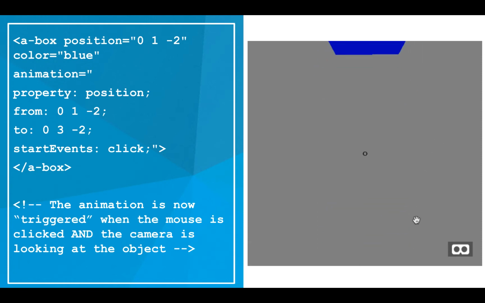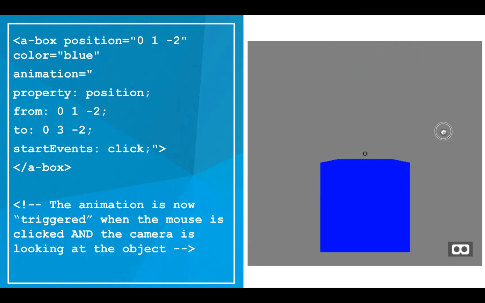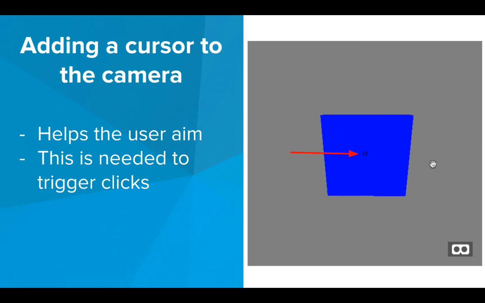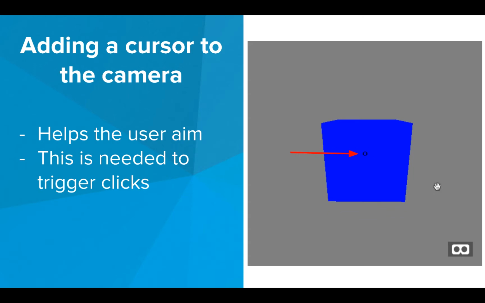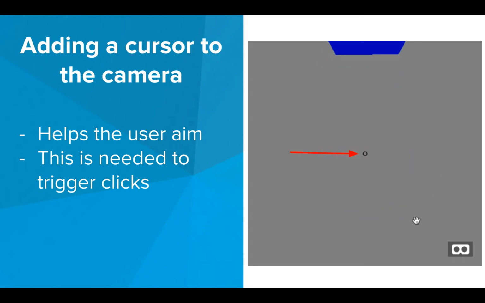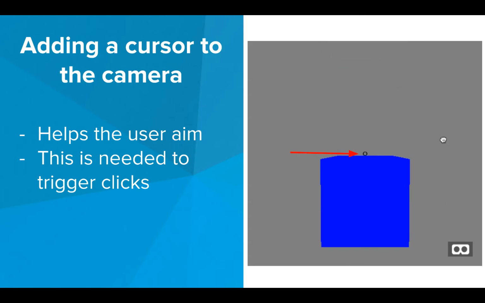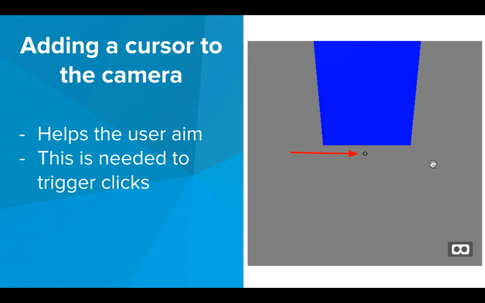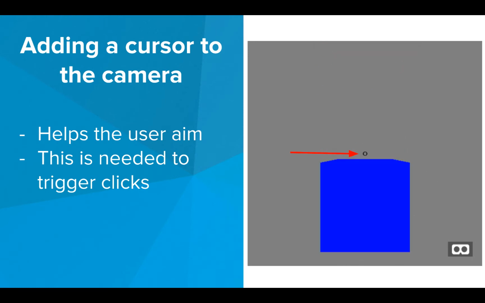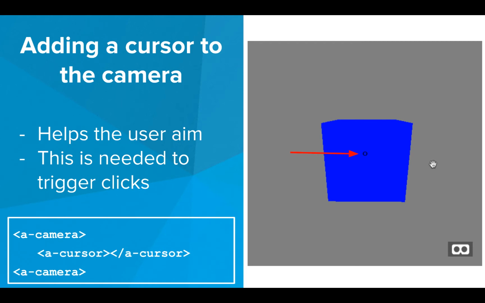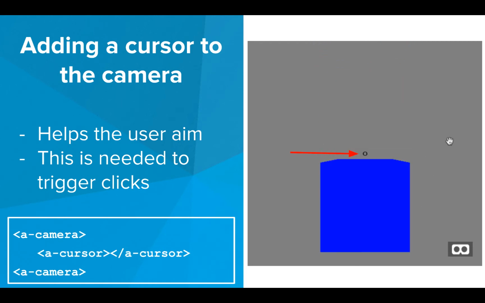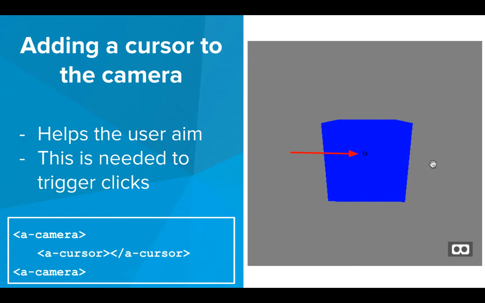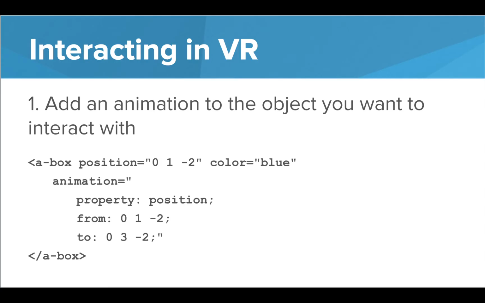So how do we know where the user is looking? Let's take a look. We can add a cursor to the center of the screen to help the user aim and also trigger the animation. Notice now that there's a small circle in the center of the screen. This is the cursor, and when you click with the mouse, this is the location that gets clicked. To add a cursor to our scene, we need to add a camera tag, and inside that camera tag, we add the cursor tag.